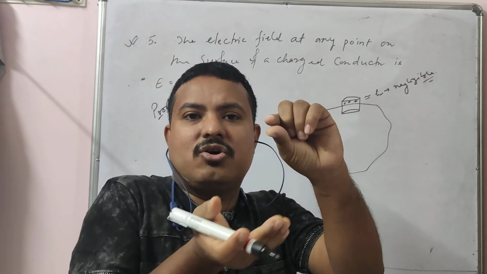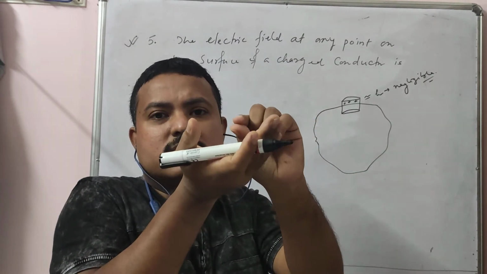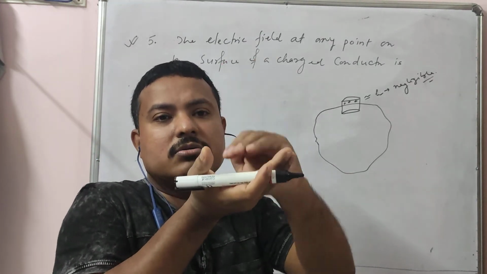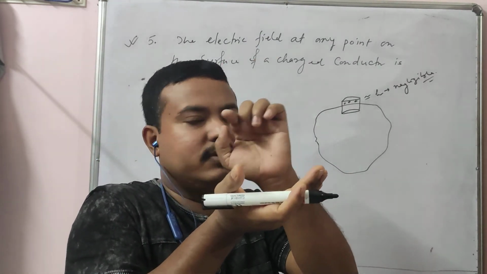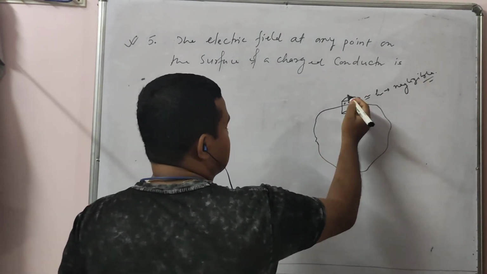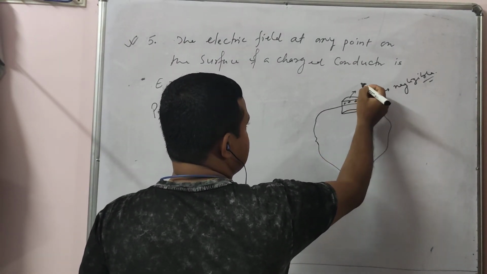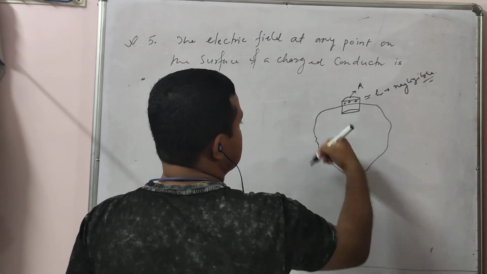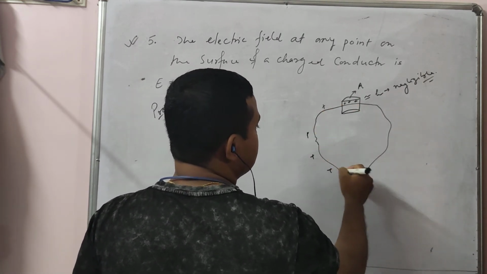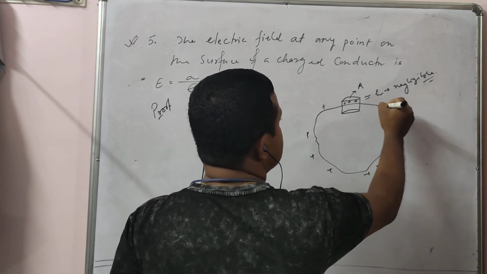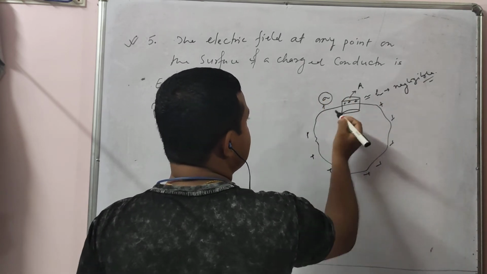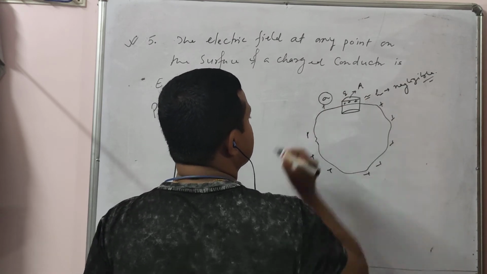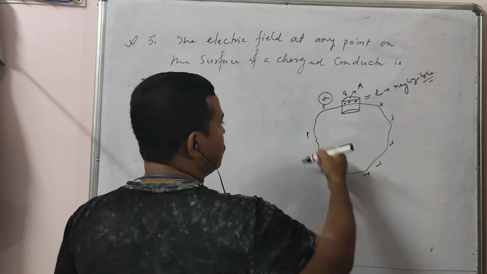That means it only covers the surface. It will not go inside. It only covers the surface portion. And suppose its cross-sectional area is A. And here suppose the charge density of the whole conductor is sigma, and the enclosed charge is Q. As we know, charge density is constant throughout the conductor.